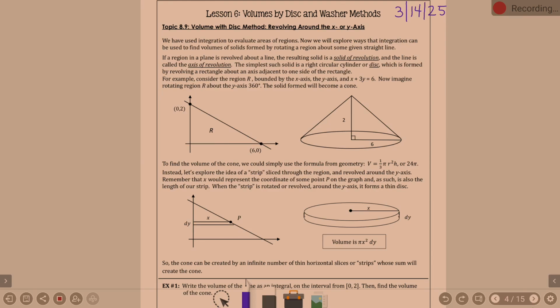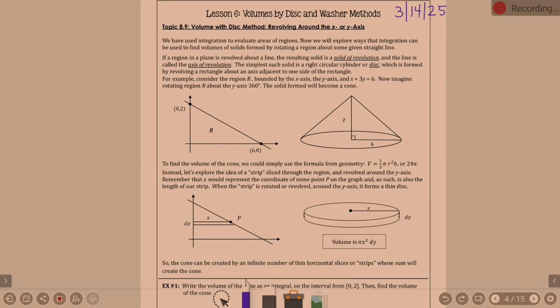Now imagine rotating this region about, in this case, the y-axis, 360 degrees. So if you take that triangle and rotate it, you're going to get this cone that has a radius of 6 and a height of 2. Now, yes, we have a cone formula. To find the volume of the cone, we could use the formula you would have learned in middle school geometry, 1/3 pi r squared h, which comes out to be 24 pi. But this is where the disk method comes into play.